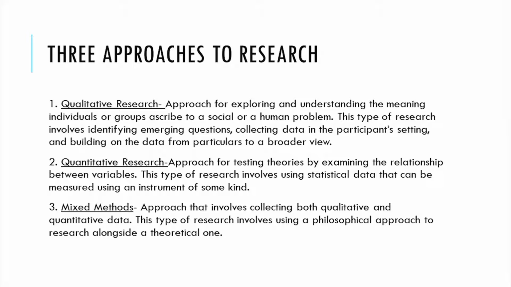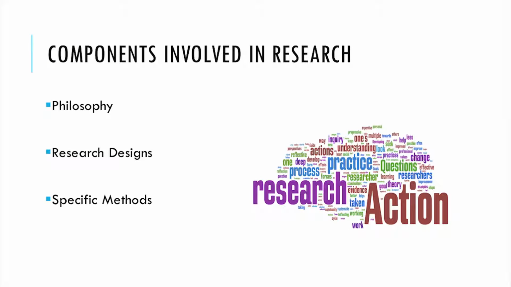Quantitative research is used when you want to examine relationships between variables. When the word quantitative is used, numbers immediately come to mind. Most people think of surveys and things that can be defined on a numerical scale. Lastly, mixed methods research is a combination of both qualitative and quantitative approaches. The components that are involved in research surround philosophy, your research design, and specific methods. So in this module, we're going to look at each one of these in depth.